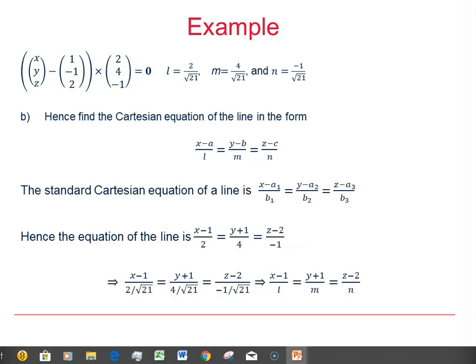Just again pause the video and make sure that you understand everything on that slide. This is going to be a general result: we can simply go from our standard equation to the form with L, m and n as the denominators rather than b1, b2 and b3.